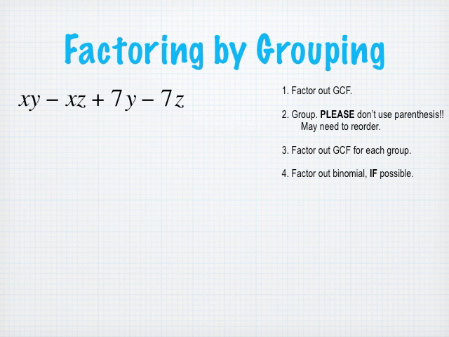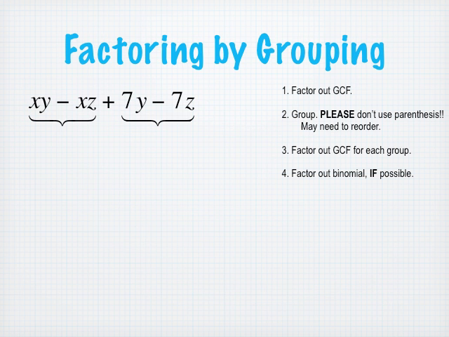Okay, so first thing we do, there is no greatest common factor. So I will group. I'm not using parentheses to group. What do the first pair of things have in common? They both have an x. What do the second pair of things have in common? They both have a 7. So I factor x out from the first pair and 7 out from the second pair.